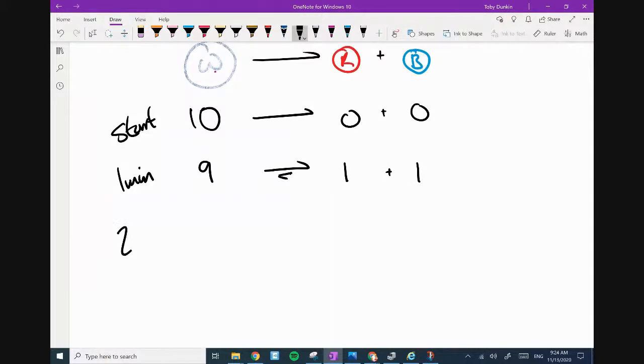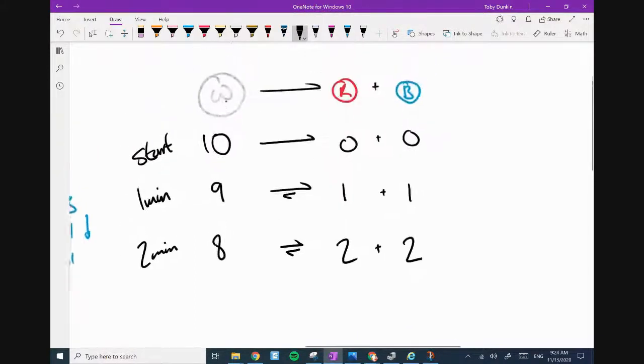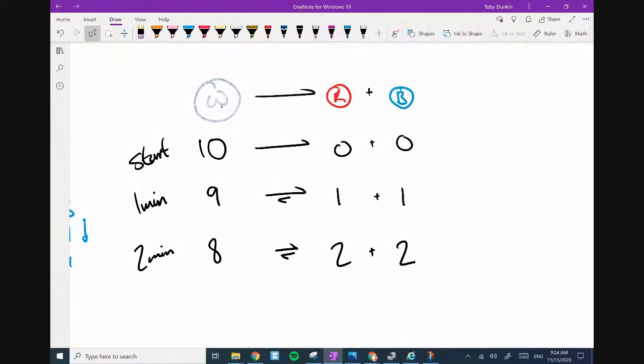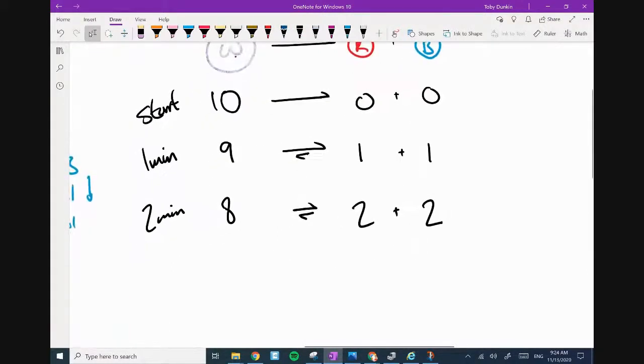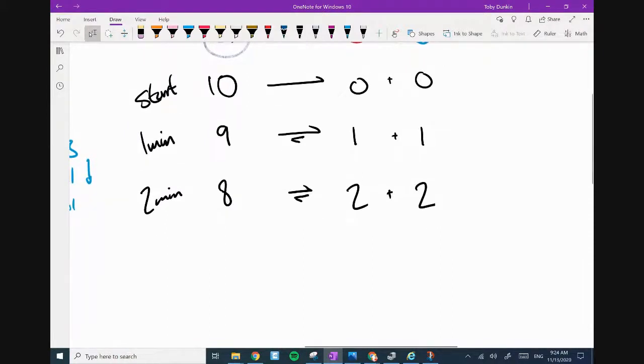Okay, next, minute 2. Another one decomposes. That one starts to slow down. That one's speeding up. 2 and 2. Next, and by the way, I know that the numbers don't add up. I know people really struggle with that. They don't like that concept. But remember that every 1 W makes 1 red and 1 blue. So just bear that in mind.